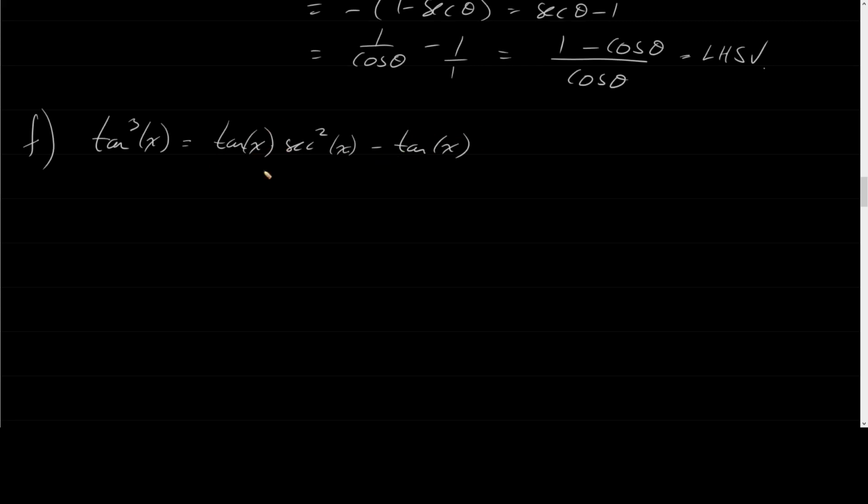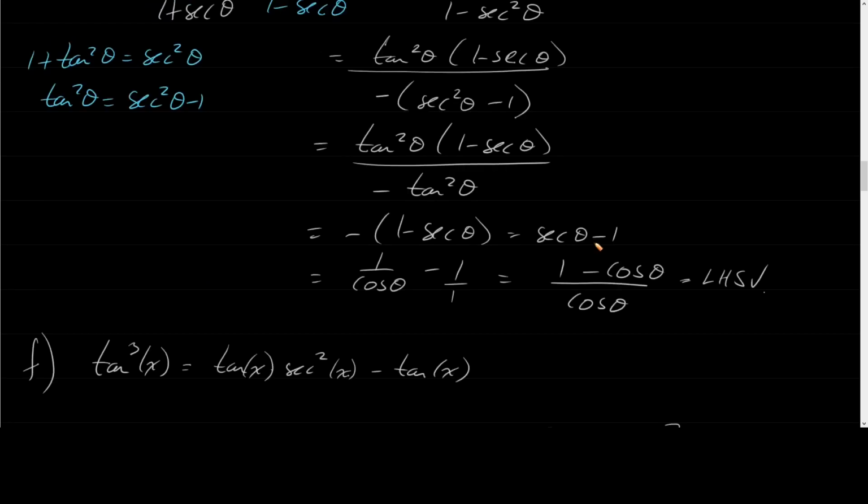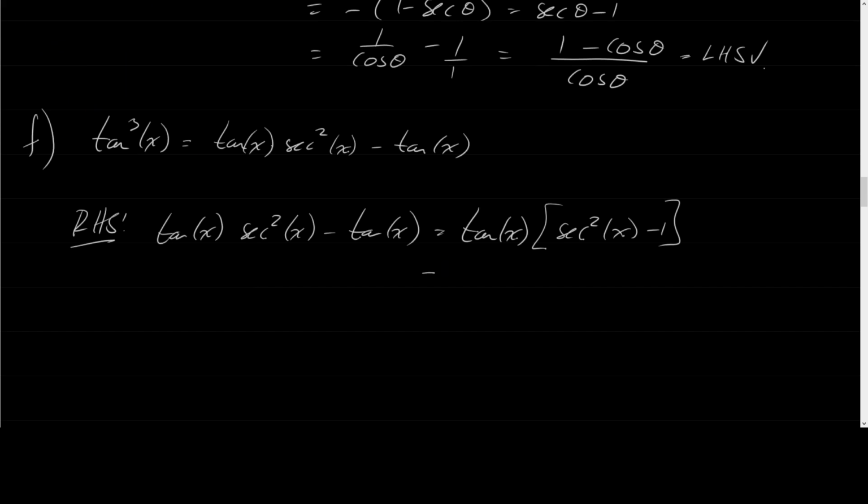I've got 2 tangents there that I can factor out. So if I start with the right-hand side, I'm going to say, well, I've got tan x times secant squared x minus tan x. And I can factor out a tan x, leaving me with a secant squared minus 1. But I know what secant squared minus 1 is. We just solve for that. Secant squared minus 1 was tan squared. So what I'm going to say is that this becomes tan x times tan squared of x. And tangent times tangent squared is tan cubed, which is our left-hand side. And now we're done. All right.